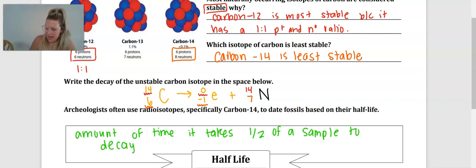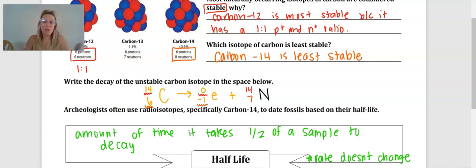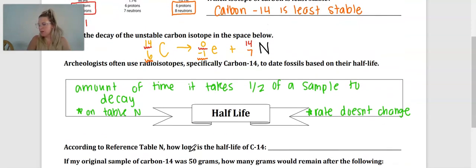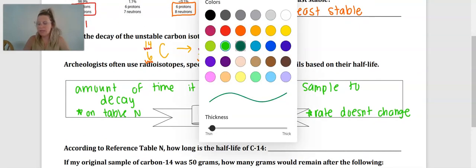Okay, and the half-life never changes. The rate never changes. It's always the same. Okay, and so what is our half-life? Where can I find this information? We can actually find our half-life information on reference table N. Right next to the decay mode type, we can also find the half-life. So according to reference table N, what is the half-life of carbon-14?